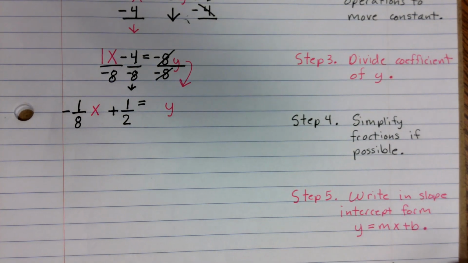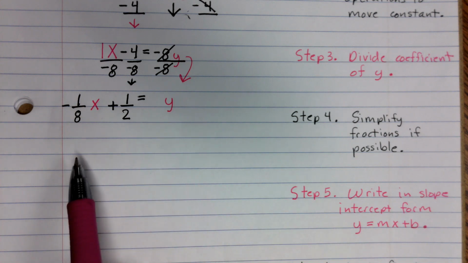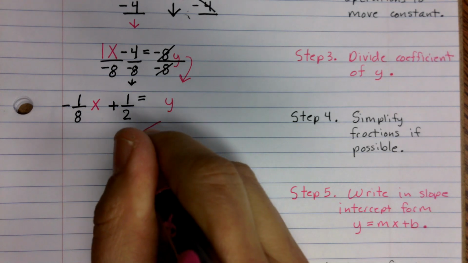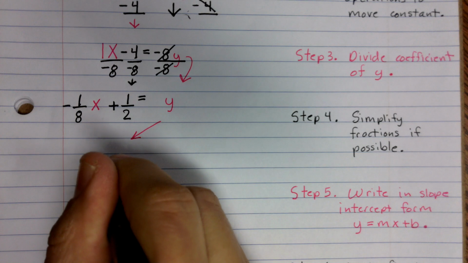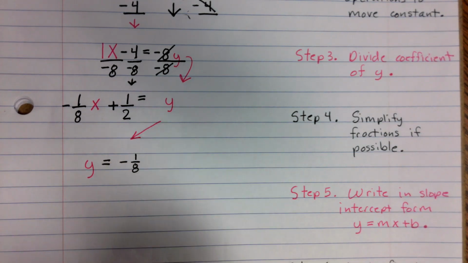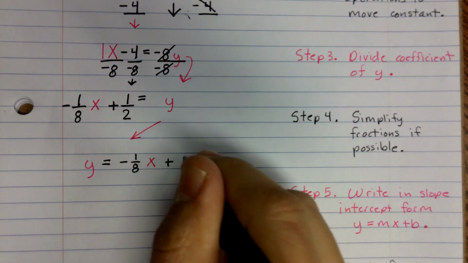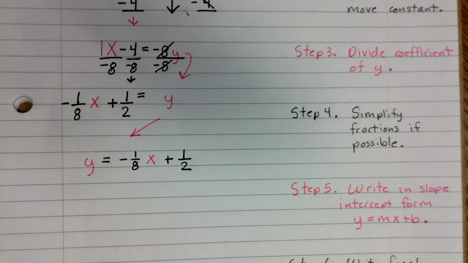Now on step 5, notice it says write in slope-intercept form. So we want to write it like y equals mx plus b. In other words, we're going to rewrite this and move the y over here to the left, right? So the y has got to come over here to the left. So it's going to be y is equal to -1 over 8 x plus 1/2. And we're almost done. We just have one more step to do and we'll be finished.